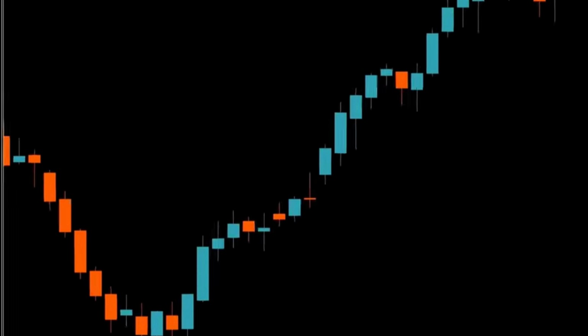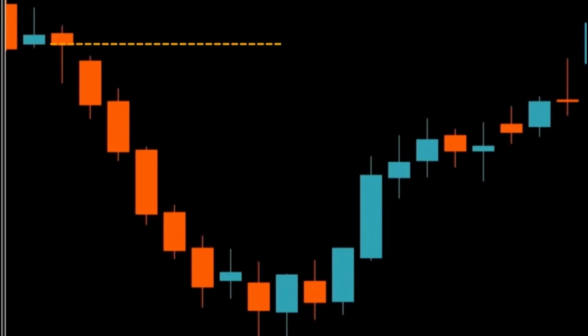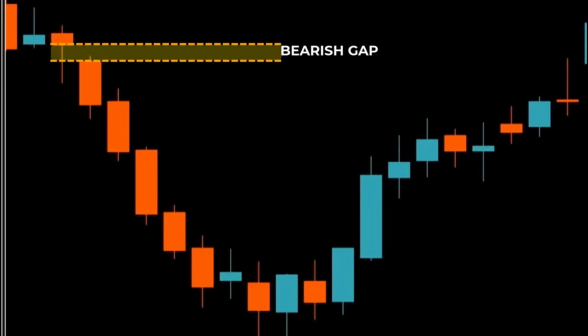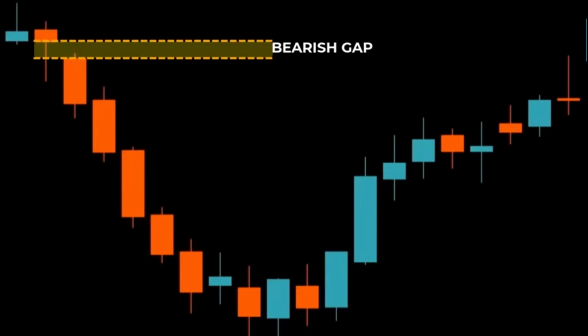Alright, right here. See this? A clear bearish gap has formed. And just like before, when you spot a gap like this, the first step is waiting for the next candle to form. And here's the game plan.